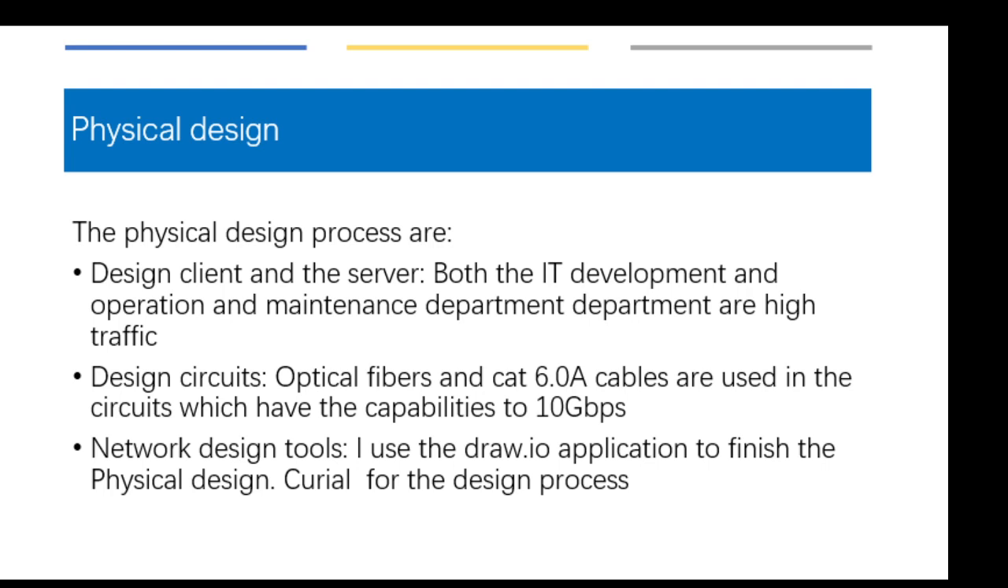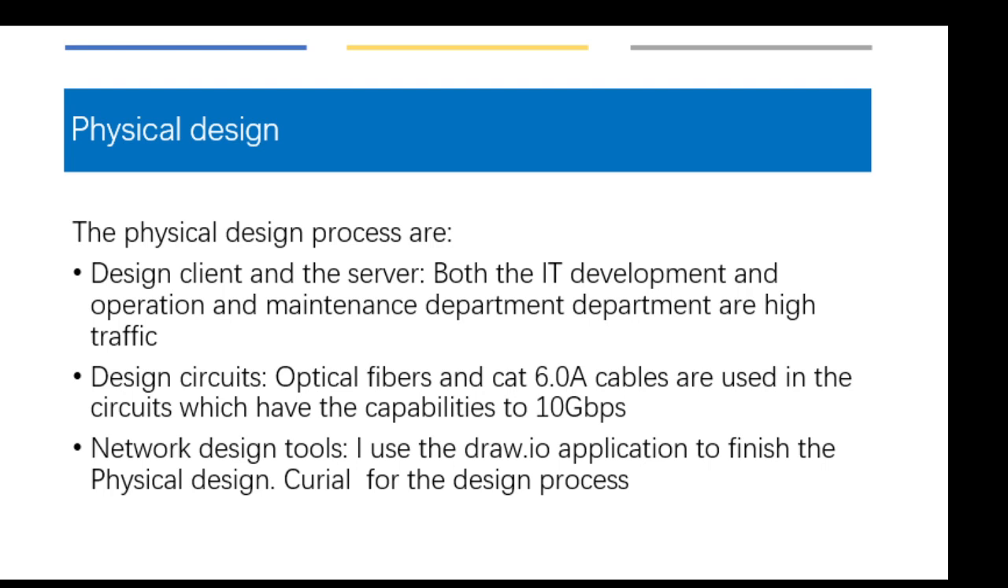For the design circuits, my whole network can be divided into 2 parts according to the specific circuits. The data center connecting to the main switch, the IT development department, and the operation and maintenance department use optical fiber, which could meet the demanding speed in data retrieving and transferring. The other part of the network uses Cat6a.